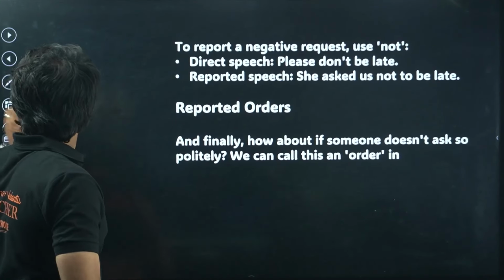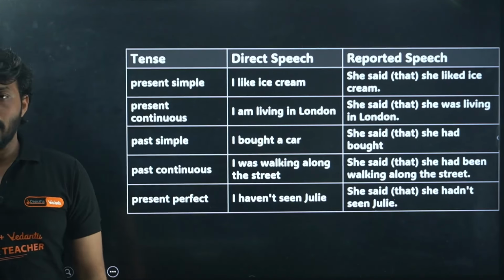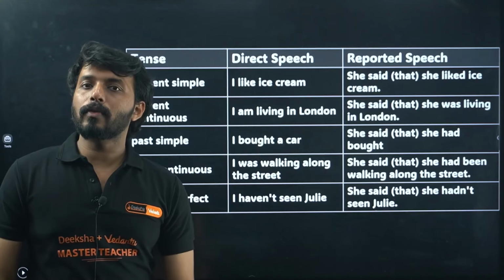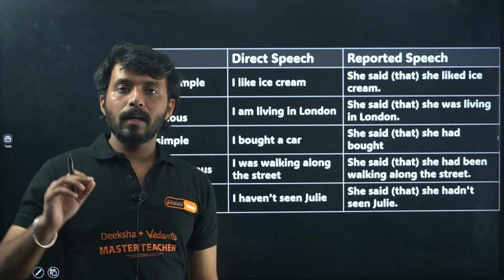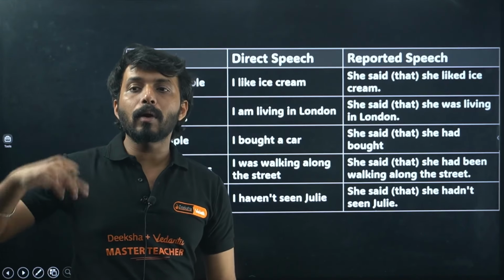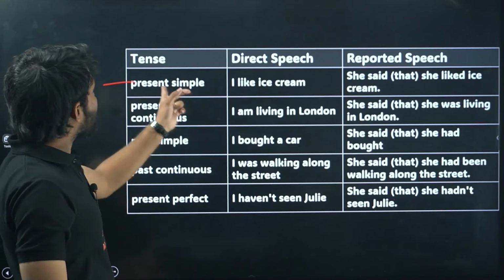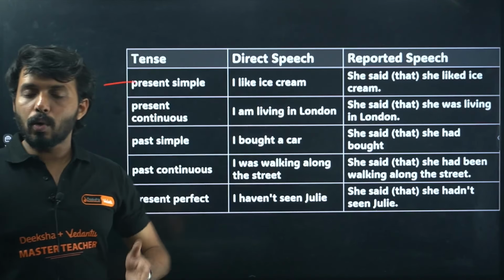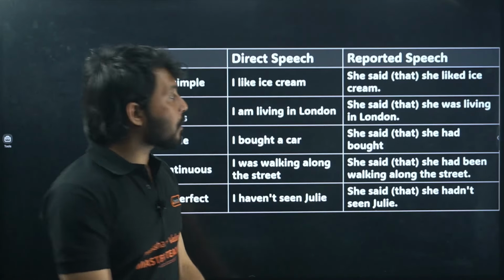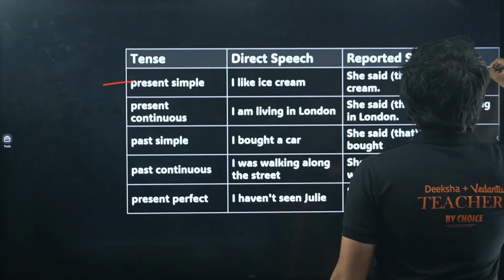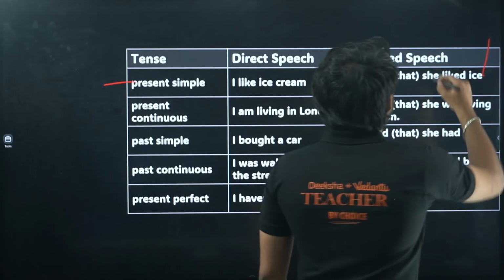Moving on. This is the tense change that I was talking about, something very important, something most of you tend to make mistakes in. We discussed one tense change in the beginning. If the tense is simple present, when reporting it becomes simple past. That is the first sentence here. You have present simple, "I like ice cream." Now I'm reporting that: she said that she liked ice cream. What is the tense of that sentence? That is simple past.